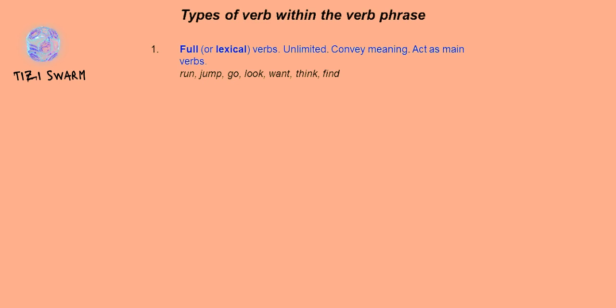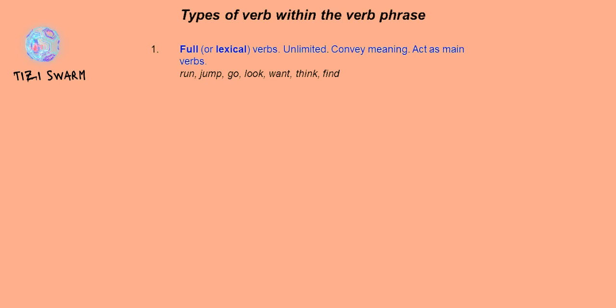Examples there are run, jump, go, look, want, think and find, and there are billions more. They're unlimited actually. We can invent verbs all the time. For example, to Google something. That's a new one that's just been invented recently. Okay, so they are main verbs.